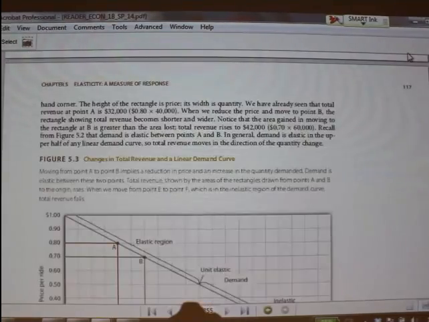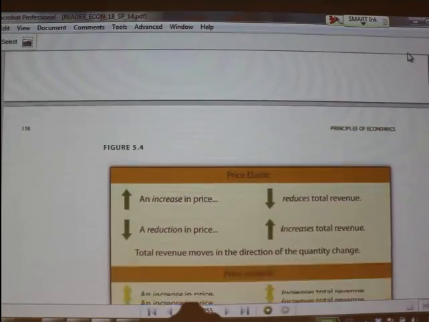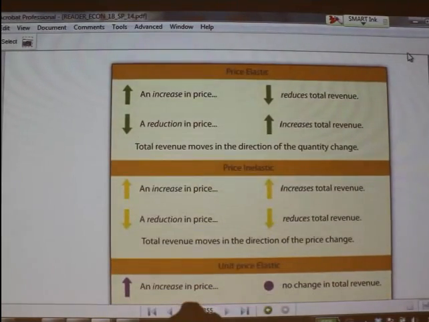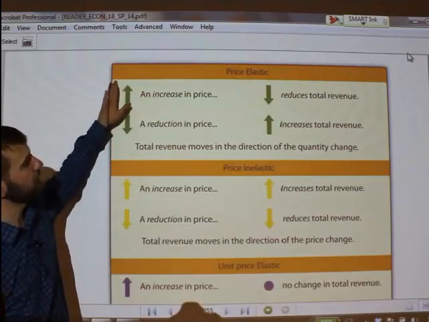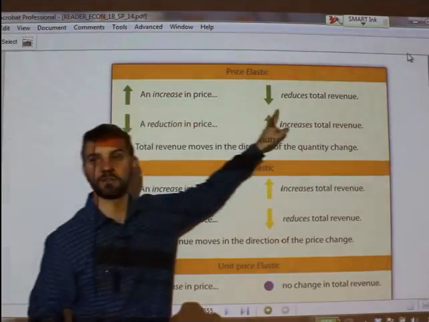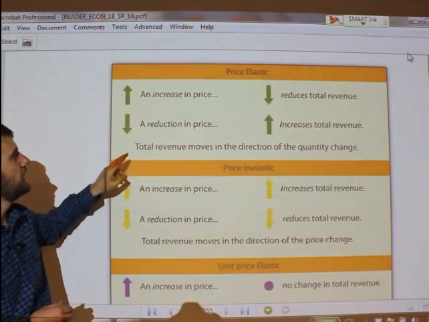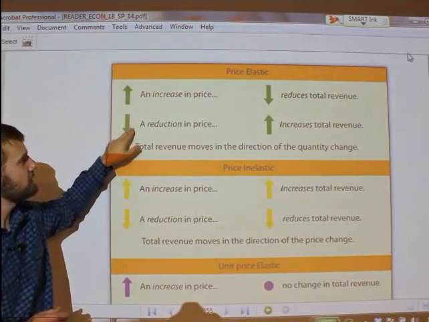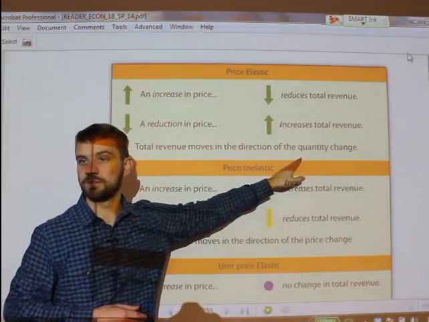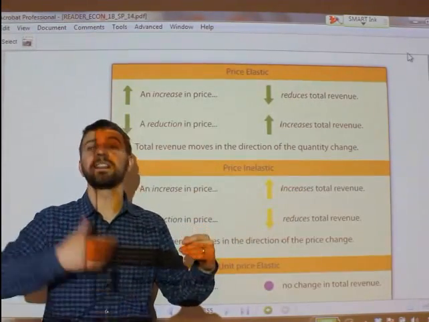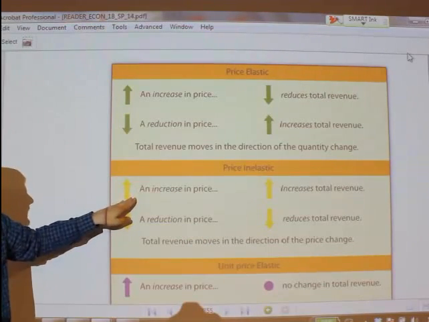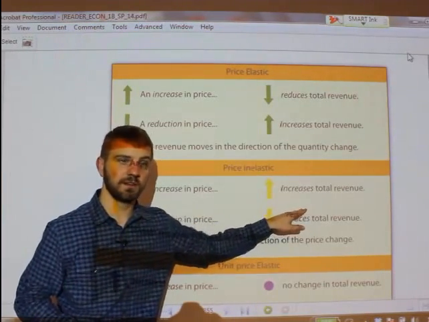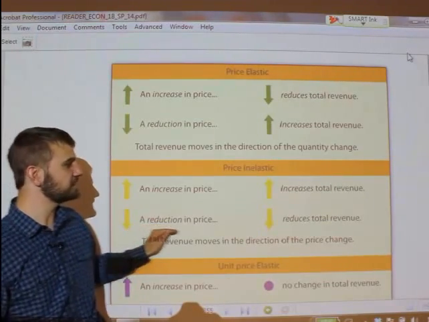It turns out this relationship exists between price changes and total revenue changes. If the demand at the current price is elastic, then an increase in price reduces revenue because a lot of people switch to something else. At the same time, if you reduce the price, that will increase your total revenue. Why? Because you lower your price, you get a lot more customers. If it's inelastic, it's the reverse. You increase the price, you increase total revenue. And if you reduce the price, you reduce total revenue.